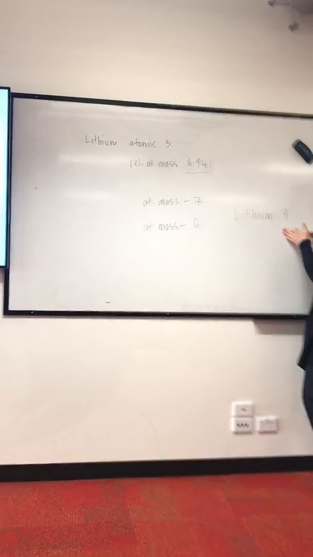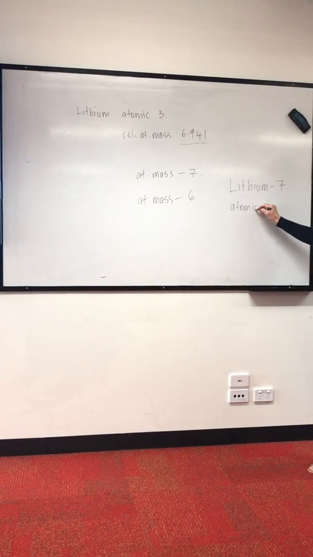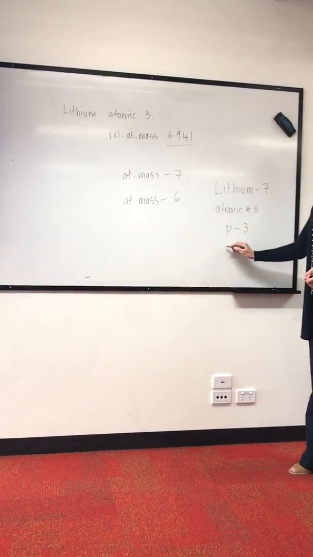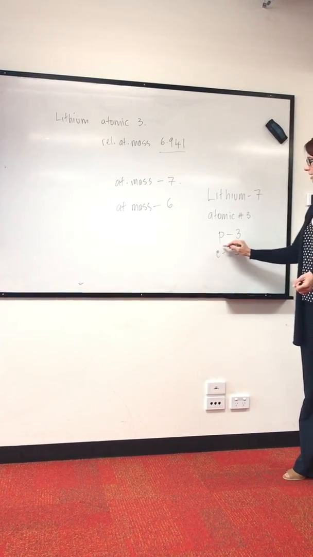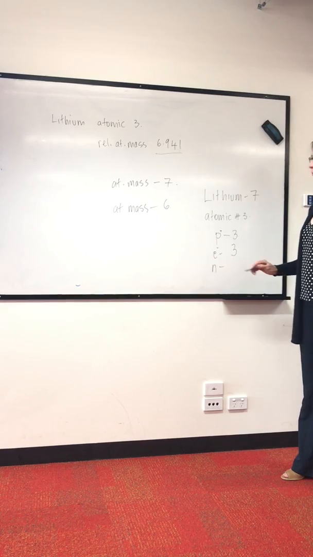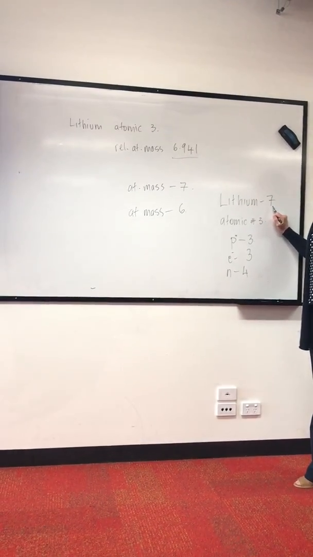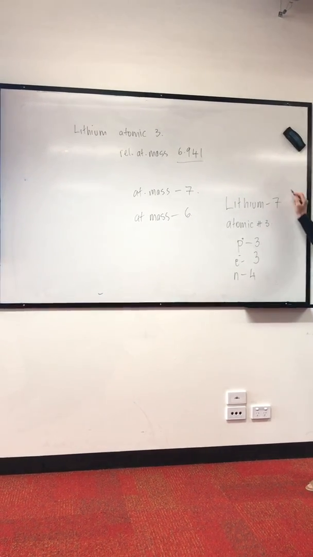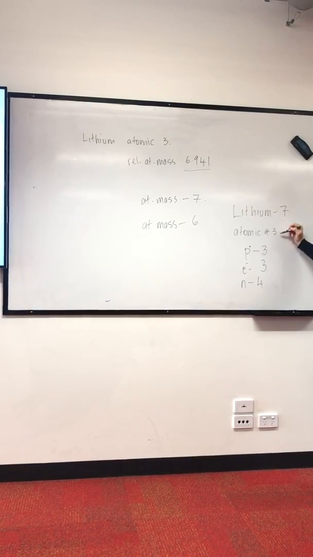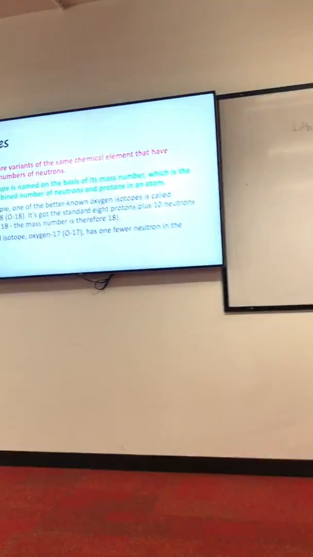So if you got lithium 7, that means, using your periodic table, the atomic number is 3. So the protons are 3, the electrons are 3, and the neutrons would be what? 4. 4, good. So this is actually easier. You don't need to do any rounding, you just use the isotope, which is the mass. You subtract the atomic number and that will give you your neutrons.